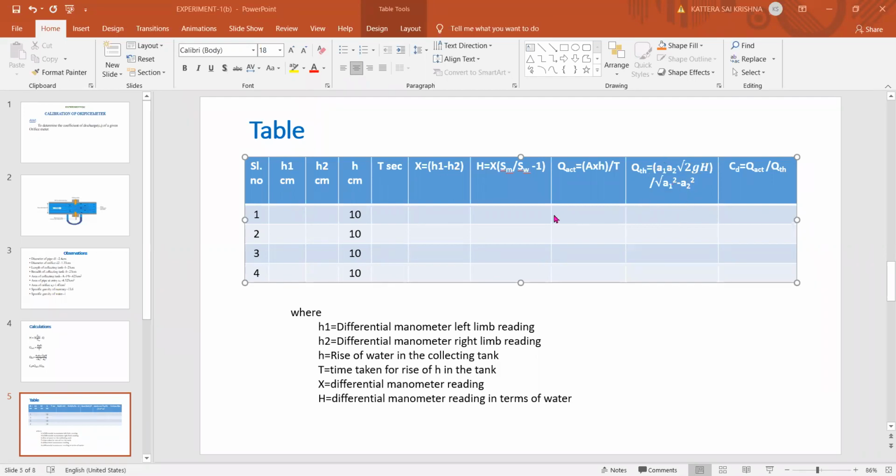After calculating Q actual and Q theoretical, we can find the coefficient of discharge, as it is a ratio of Q actual by Q theoretical.